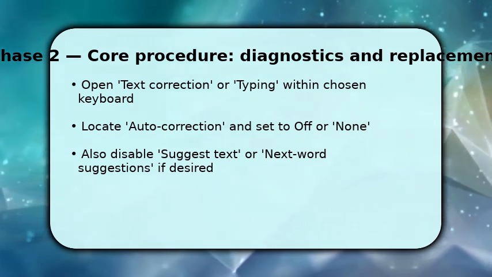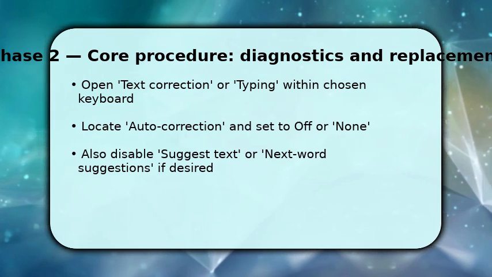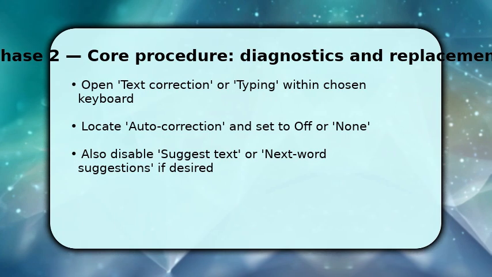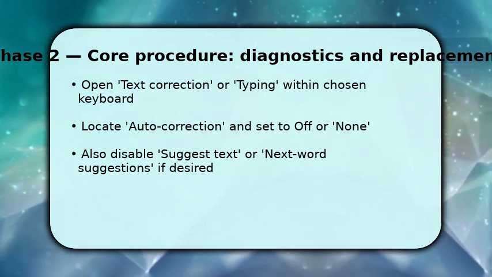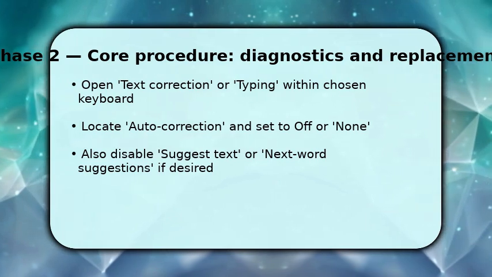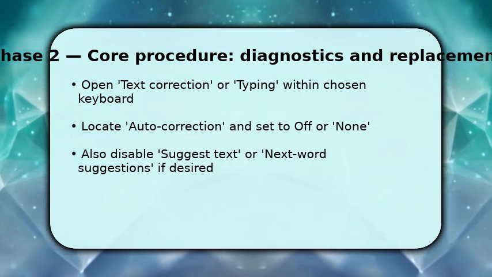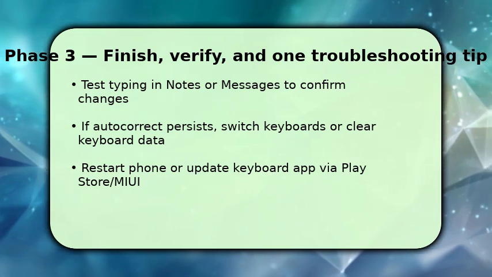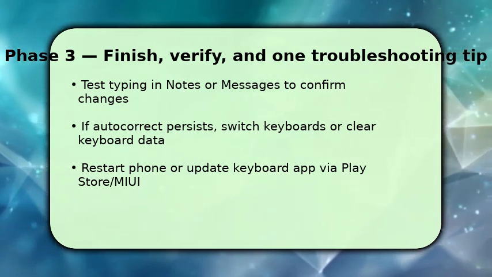Also disable suggest text and next word suggestions if you prefer manual typing. These features predict words rather than correct them, and they can feel like autocorrect. Make the change and return to test in any messaging app. Finish by testing typing in notes or messages to confirm autocorrect is disabled. Type a deliberately misspelled word and ensure it stays as typed.